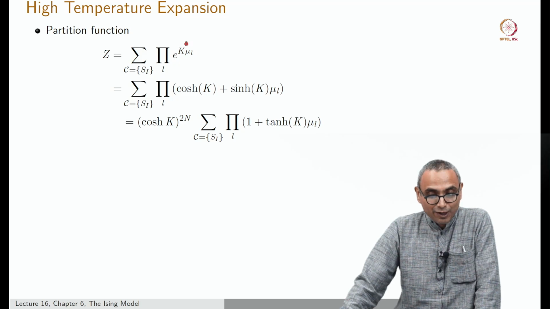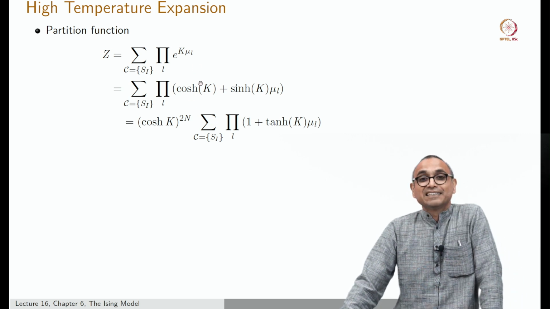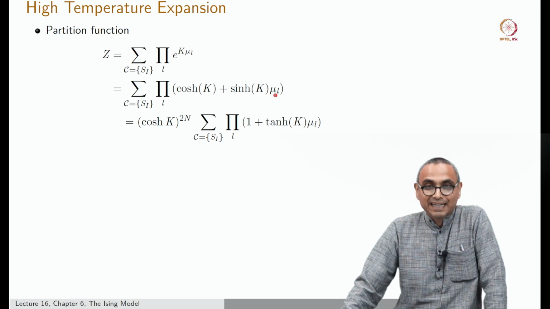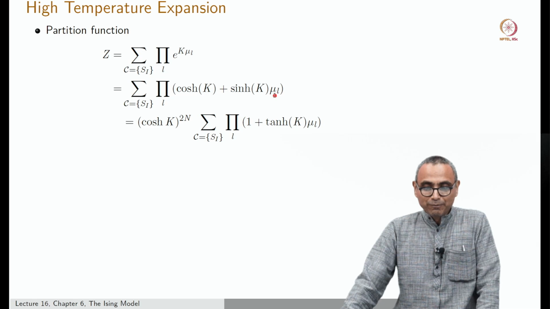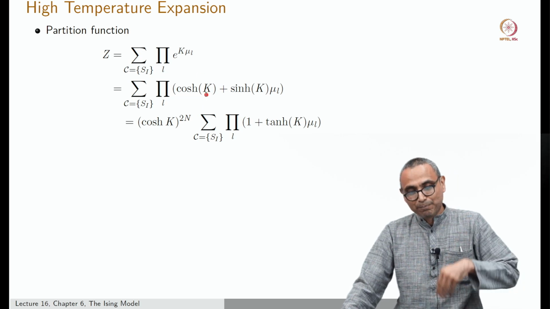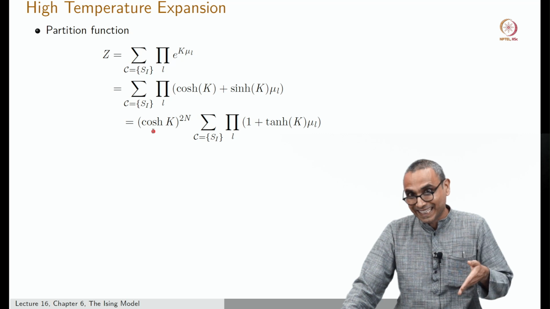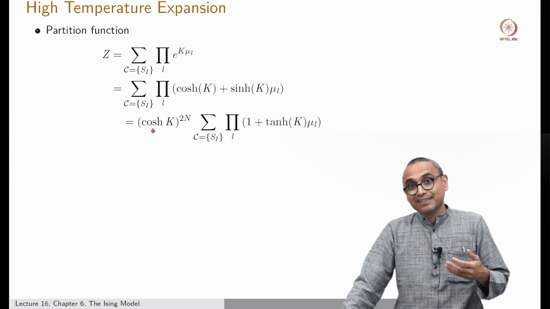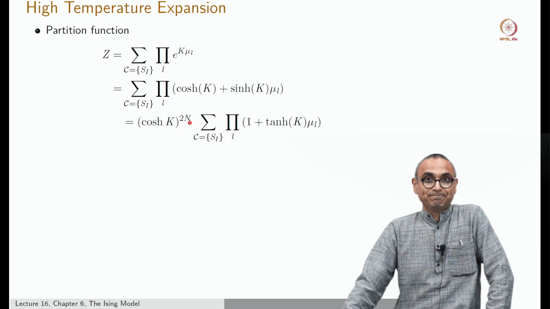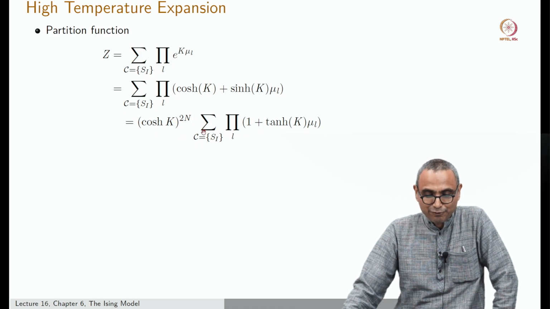Now recall that e to the K mu L, because mu L takes values plus and minus 1, can be written in this form: cosh K plus sinh K times the link variable. Now I am going to take the cosh K factor as a common factor and pull it out of this parenthesis. How many factors of cosh K will I get? I will get 2n of them, because there are 2n links. So I will be able to pull out a factor which is cosh K to the power 2n. This of course doesn't depend on the spin configuration, so it just comes out of the full sum and is a factor on this term.